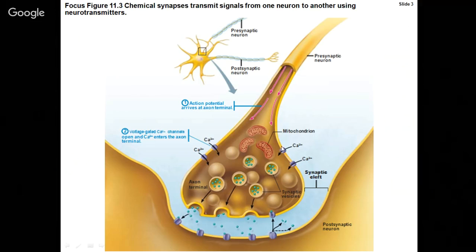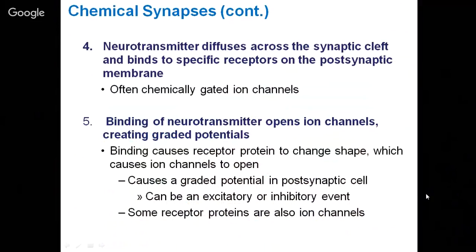So here it shows the action potential arriving at the presynaptic terminal. The voltage-gated calcium channels open up, and calcium enters the presynaptic terminal. The vesicles get stimulated. These are the neurotransmitters. They go and fuse with the presynaptic membrane and then release the neurotransmitters into the synaptic cleft.